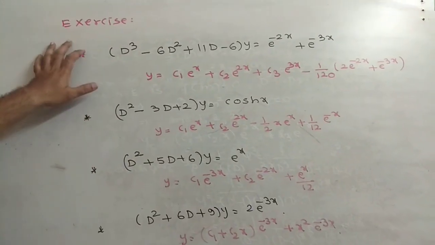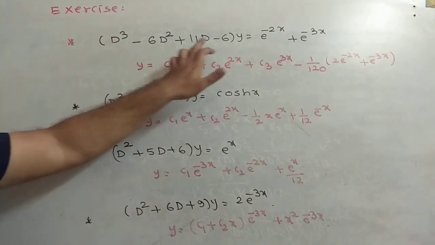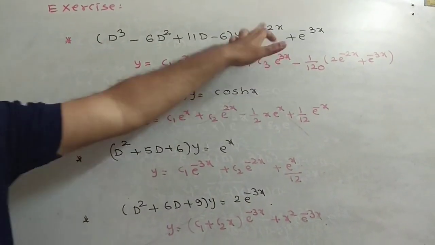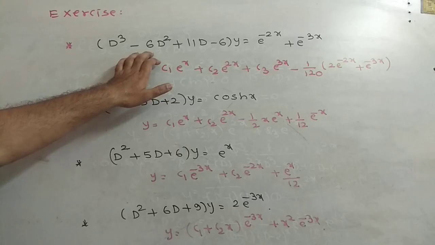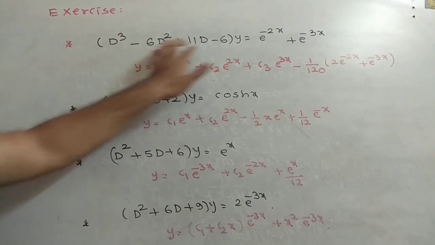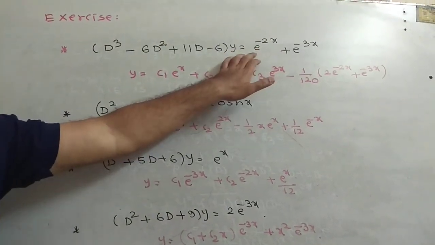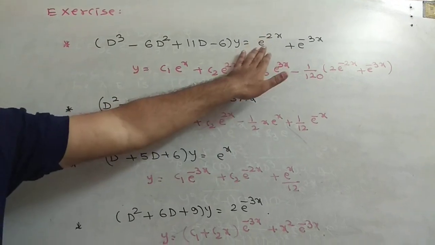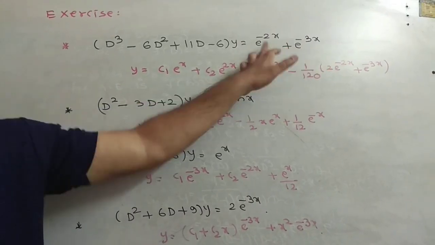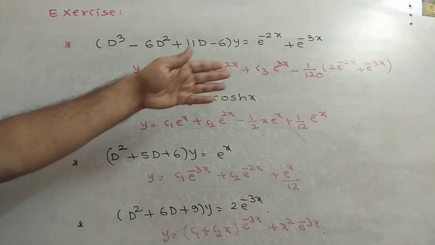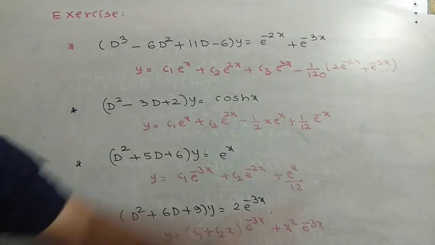Now let us have certain exercise problems when the right side looks like e power ax. The first problem: D cube minus 6D square plus 11D minus 6 of y equal to e power minus 2x plus e power minus 3x. The thing is, first you calculate yc. When you come to yp, 1 divided by the complete f of D, and Q means this is your right side value. That Q value you separate: 1 divided by f of D into the first one plus 1 divided by f of D into the second one. Both look like e power ax. Directly substitute and you will get this as your complete solution. This is yc and that is your yp.